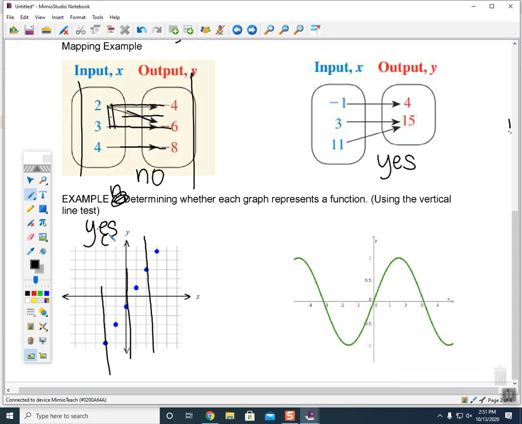I'm going to do the same thing with this one, right? I'm going to draw my vertical lines. When I draw my vertical lines, am I just going through one point on my graph at a time? Yeah, there's one point here, I went through it. One point here, I went through it. One point there, I went through it. So on and so forth, right? I'm going through one point every time. So yes, this is a function because I go through one point at a time.